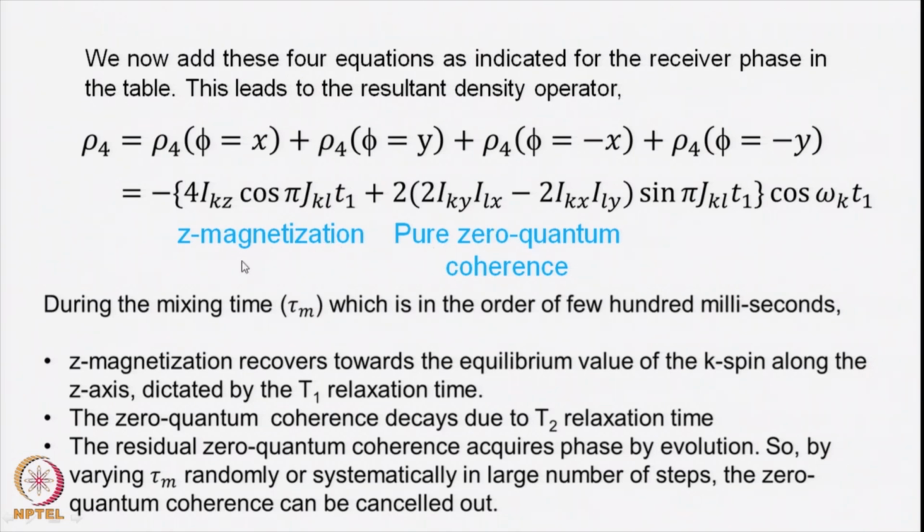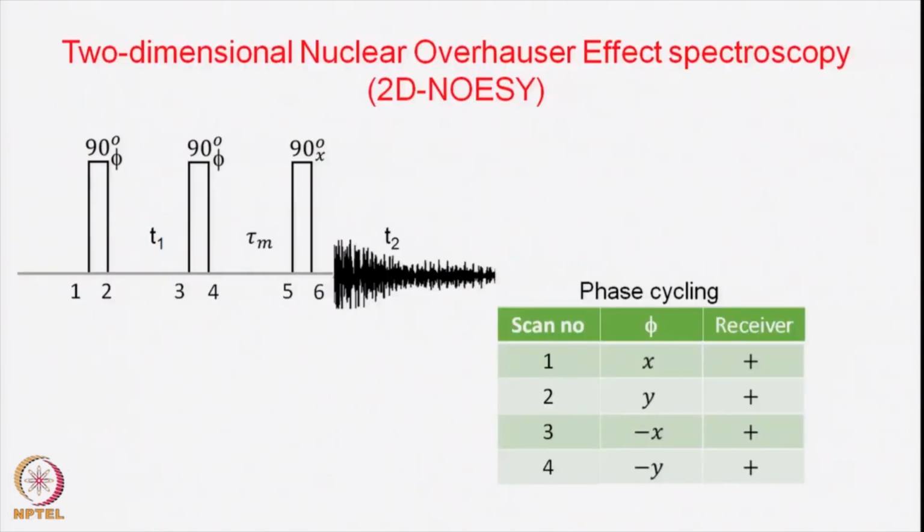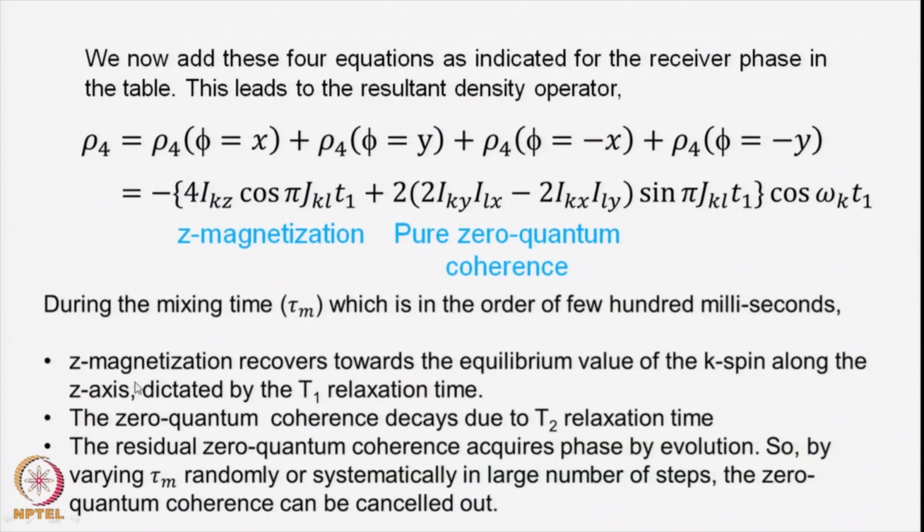Okay. Now but during the next period in the pulse sequence, during this period tau, we now have a period called tau m, which is the mixing time. We looked at the density operator at this point in time, and we found that with an operation of this type we had only the Z magnetization here and the zero quantum coherence, and this tau m is of the order of few hundred milliseconds. Now what happens during this period? Okay, the following things happen.